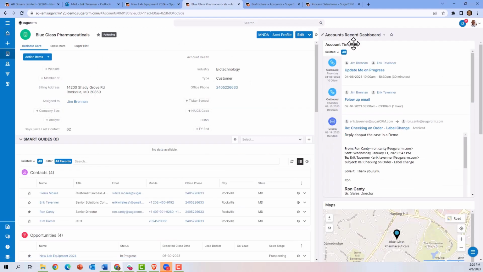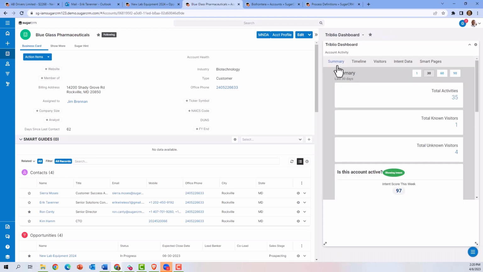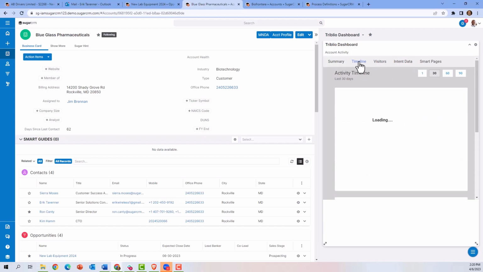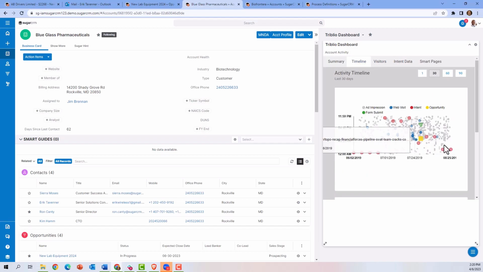When drilling down on Blue Glass Pharmaceutical, we see a timeline which gives us an understanding of the interaction with this customer over time. Additionally, the data-driven review can show us a summary of the customer with the Triblio dashboard, which gives us data about their intent to buy. This enables us to see the keywords they've been searching on, and we can also look at the timeline of interactions based on their visits to our website, as well as their intent to buy based on their web searches. Triblio is a data consolidator that brings data in from a multitude of places and looks at their organization, what they're searching on, and how they're interacting with our website property.